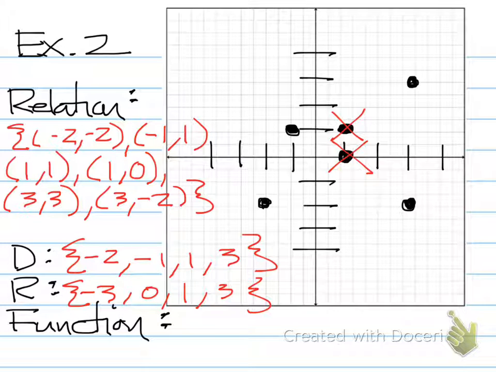And because we have 2 sets of points that are vertically aligned, this is not going to be a function.